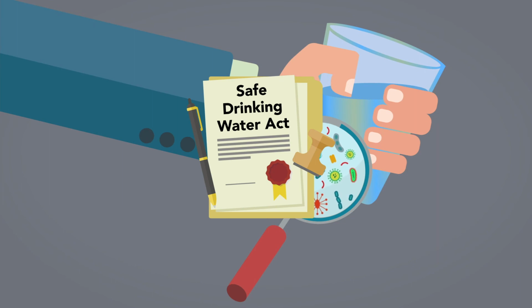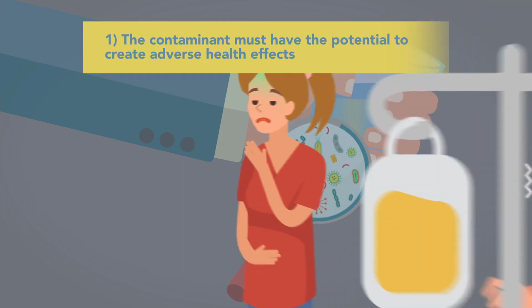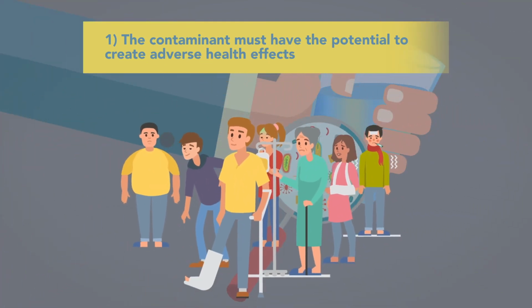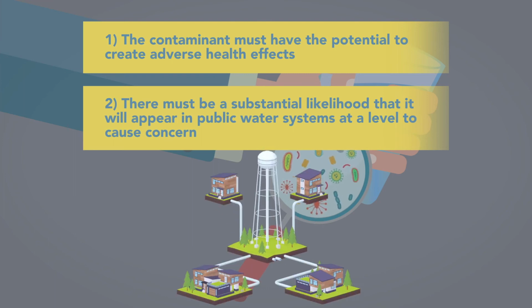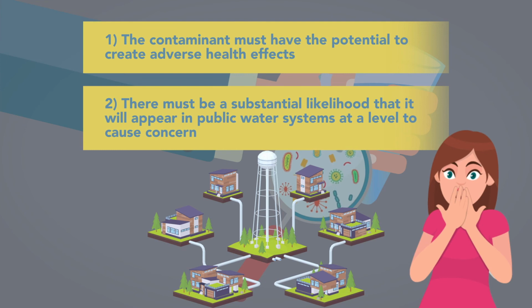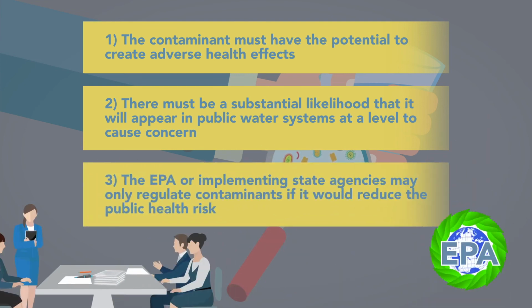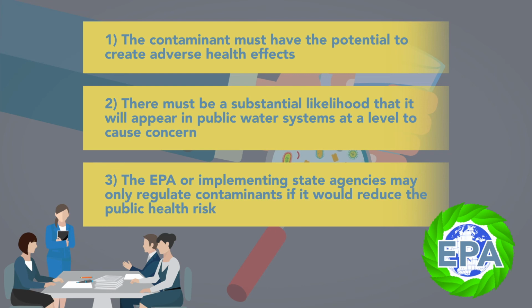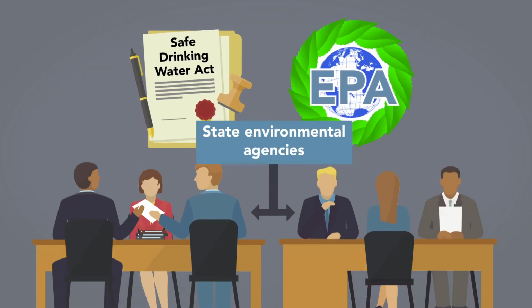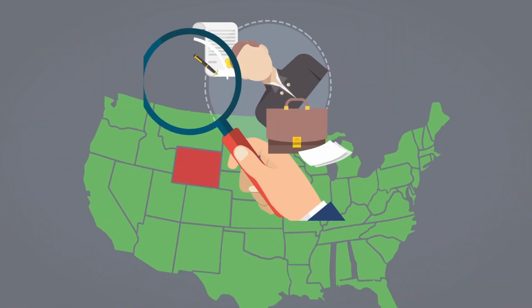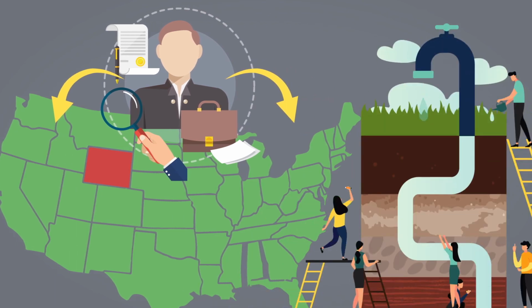Contaminants regulated by the Safe Drinking Water Act must meet certain criteria. First, the contaminant must have the potential to create adverse health effects. Second, there must be a substantial likelihood that it will appear in public water systems at a level to cause concern. Finally, the EPA or implementing state agencies may only regulate contaminants if it would reduce the public health risk. The Safe Drinking Water Act allows the EPA to delegate authority to state environmental agencies. To date, 49 states have assumed administrative control over the supervision of public water supplies.